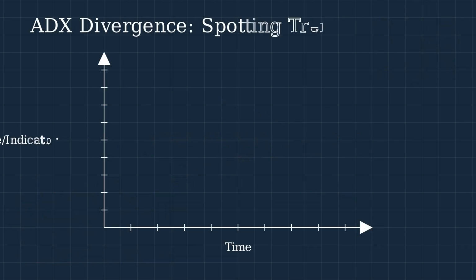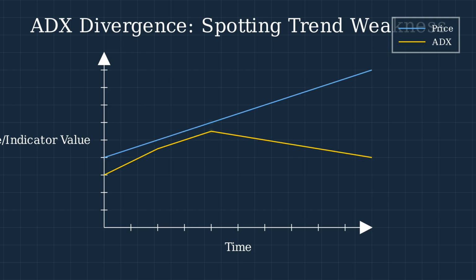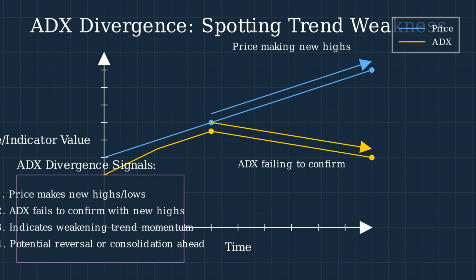Traders can also watch for ADX divergence, where price makes new highs, but ADX fails to confirm with new highs, potentially signaling trend weakness. This divergence occurs when price continues higher, but ADX starts declining, showing the trend is losing strength. This can warn of potential reversals or consolidation periods ahead.